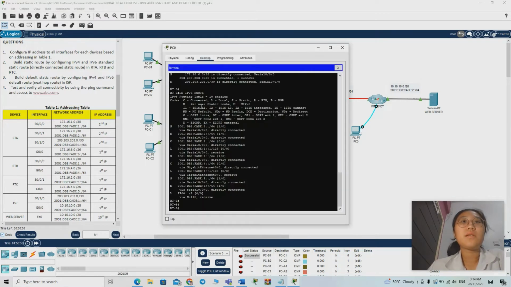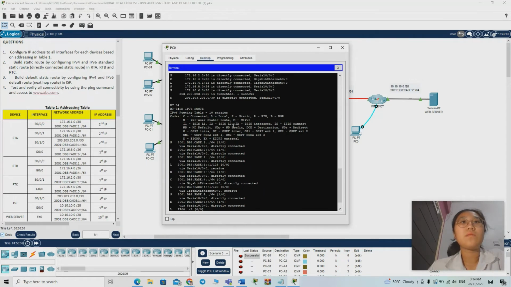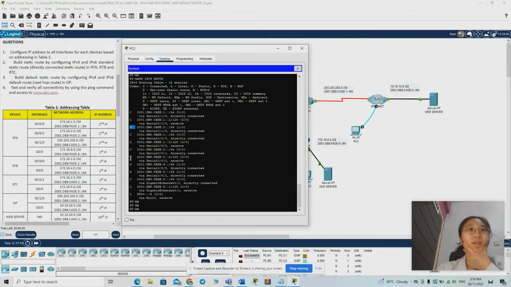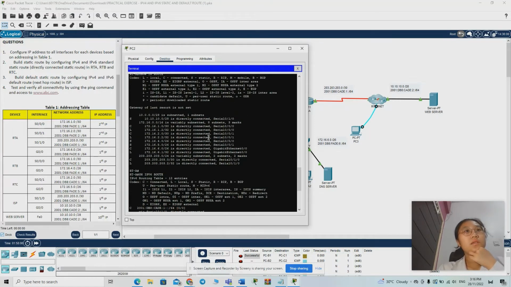Let's see. Okay. And here now, RTA also has 12 entries. We look at the routing table of the IPv6 route and see 1, 2, 3 static, 4 local, and 1, 2, 3 connected. And still no gateway of last resort.